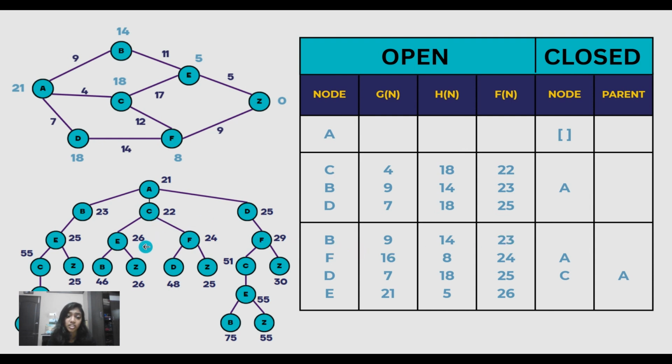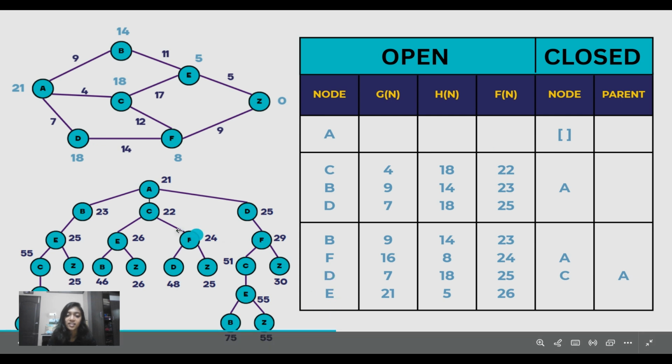F, which is a children of C, will have a g of n of 16. Since the cost of the path between A to F through C will be 4 plus 12, which is 16. And F has a heuristic value of 8. So 16 plus 8 will give 24. Similarly, for D, we will take it from the previous step. The g of n is 7, the h of n is 18, and the f of n will be 25.